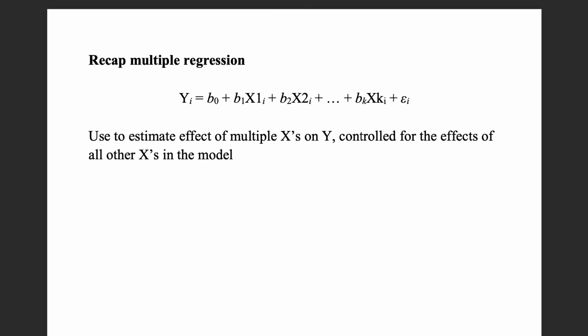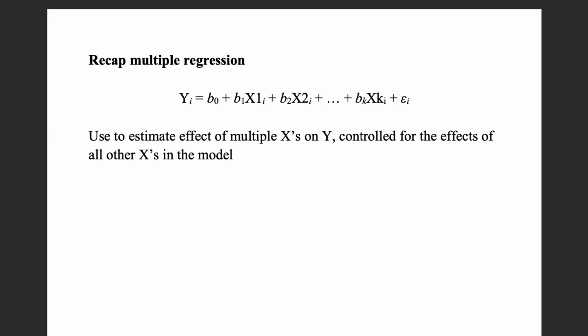And we have seen that one of the reasons this is a very useful model is because by including x variables in the model, we are controlling for differences in those x variables when we look at the coefficients of the other variables that are in the model. So we can estimate the effect of more than one x variable on our dependent variable. And for each x variable, the coefficient that we get is the effect of that x variable controlled for the effects of all the other x variables in our model.